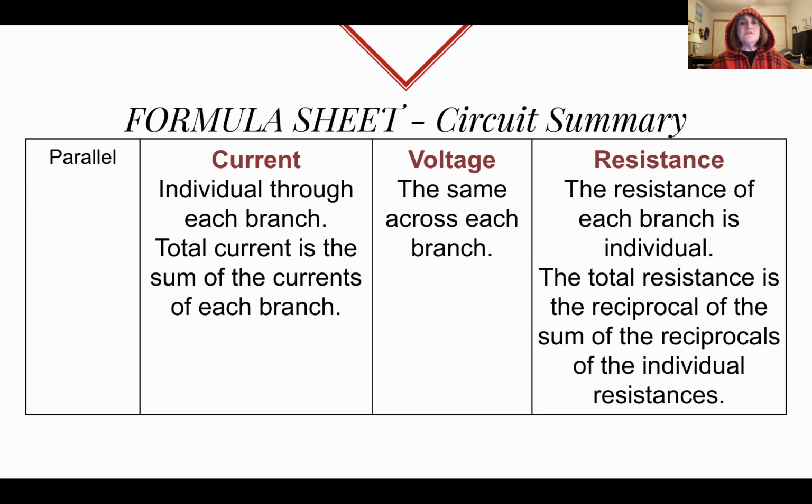So on your formula sheet, I want you to add this summary. Current is individual through each branch. The total current is the sum of the currents of each branch. Voltage is the same across each branch, and the resistance of each branch is individual, but the total resistance is the reciprocal of the sum of the reciprocals of the individual resistances. Let's look at a couple examples.